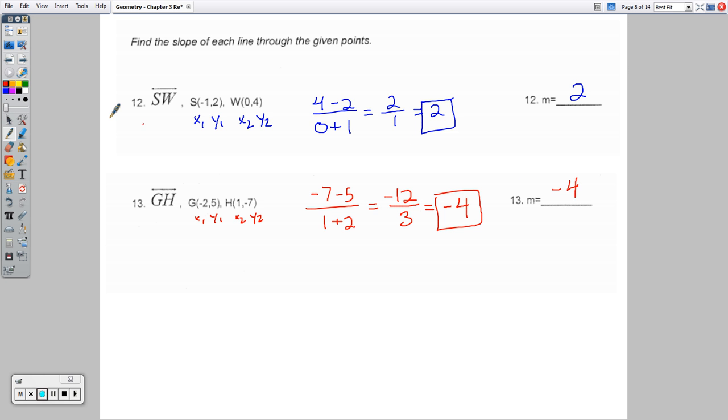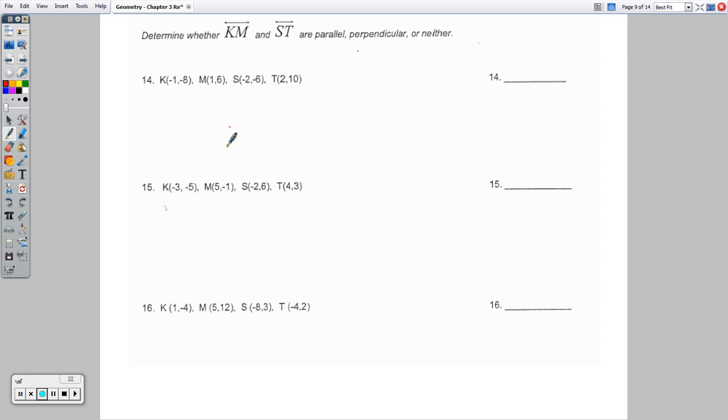Number 14, let's take a look at that one. For 14, 15, and 16, we're trying to determine if these lines are parallel, perpendicular, or neither. So we have to figure out the slope of KM and the slope of ST in each case and compare them to each other. We know parallel lines have the same slope. We know perpendicular lines are opposite reciprocals. And if it's neither one of those, then you'd have neither.